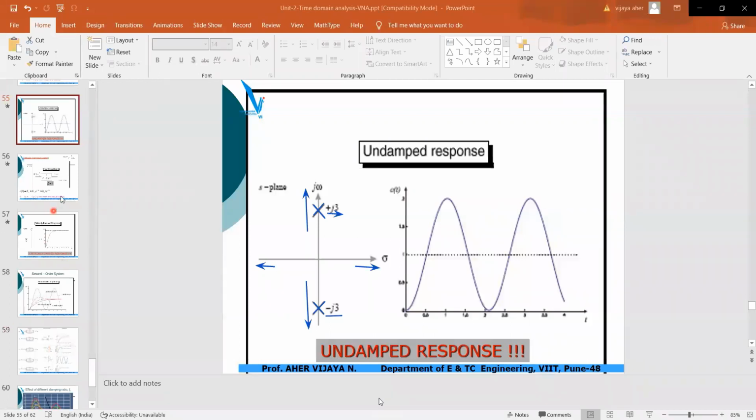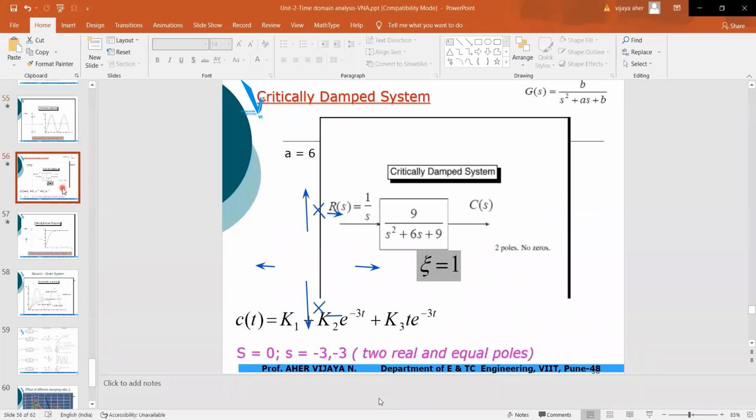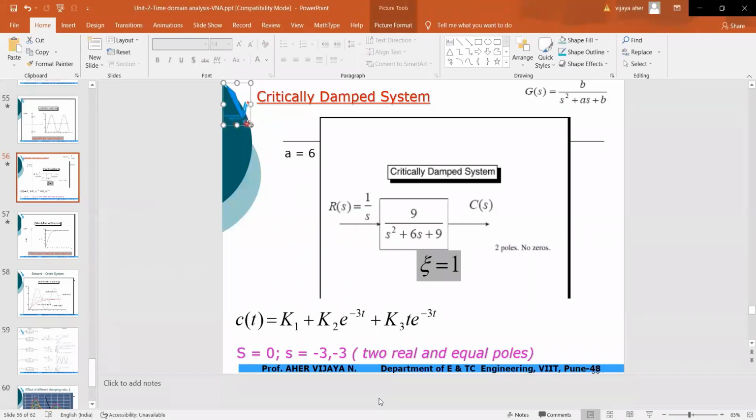Are you with me, students? Yes, ma'am. Okay, thank you. चला पुढचा. Give the heading critically damped system. At that time, zeta is equal to 1. Critically damped system.